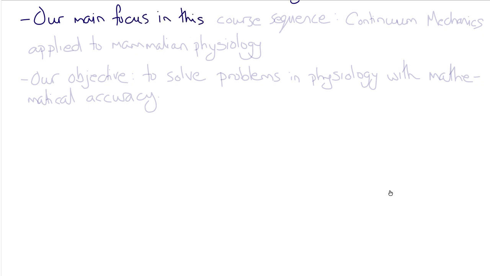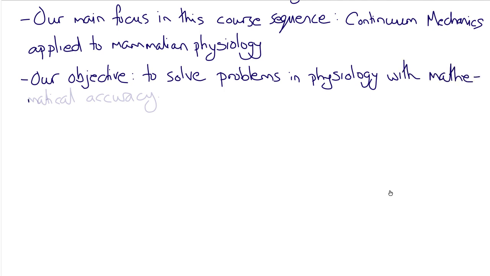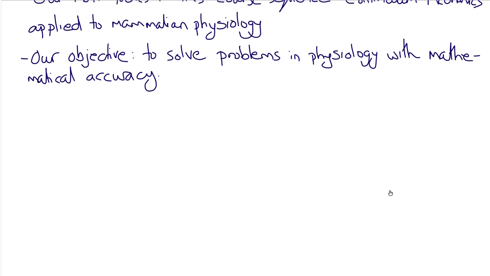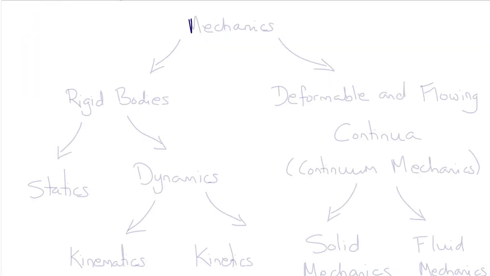So in this course sequence, our main focus is going to be on the application of continuum mechanics applied to problems in mammalian physiology. This has been a major focus of our program at UCSD since its inception, and as Y.C. Fung described this, our objective is to solve problems in physiology with mathematical accuracy. Before we can learn continuum mechanics, we have to learn some basic mechanics. So let me start by reviewing some of the major branches of mechanics so we can understand the relationships.